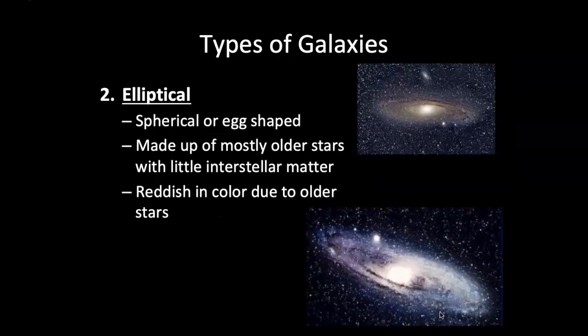The second type of galaxy is an elliptical galaxy. These galaxies are spherical or egg-shaped, and they're made up mostly of older stars with very little interstellar matter. They usually are reddish in color due to the older stars that they contain that are closer to the end of their life.